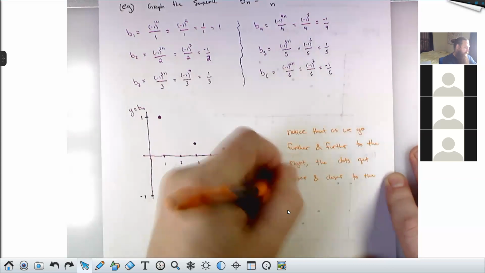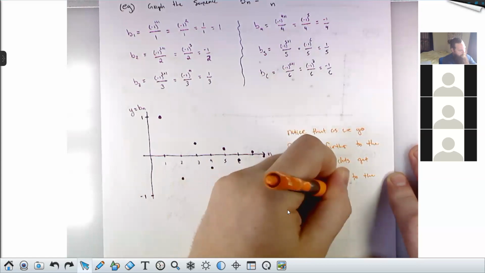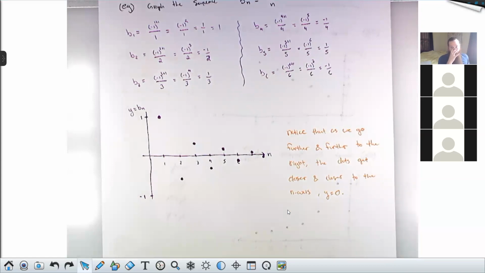To the, I'll call it the n-axis. Or you just call it the line y equals 0. So as we go further and further to the right, the dots get closer and closer to the horizontal or n-axis, which is the line y equals 0. Yeah, this is some kind of oscillation. That would be an accurate statement here. The -1 power causes the sequence to oscillate back and forth between positive and negative. This is kind of like a sequence version of a damped harmonic oscillator. Not quite, but close. It does the same sort of thing, right?